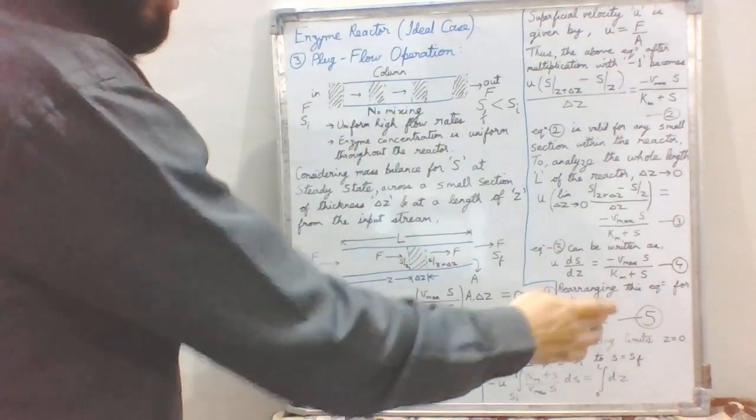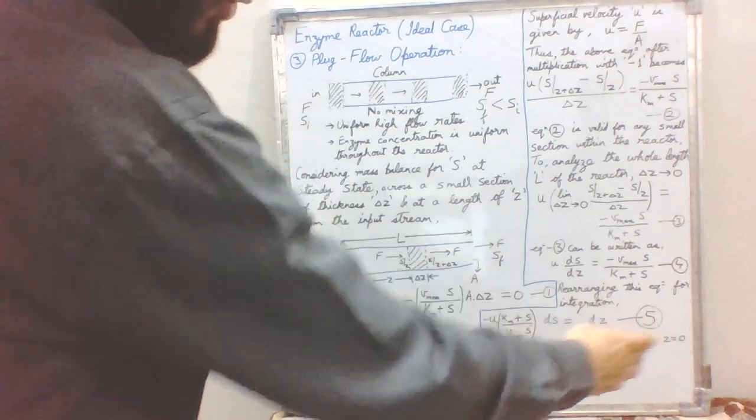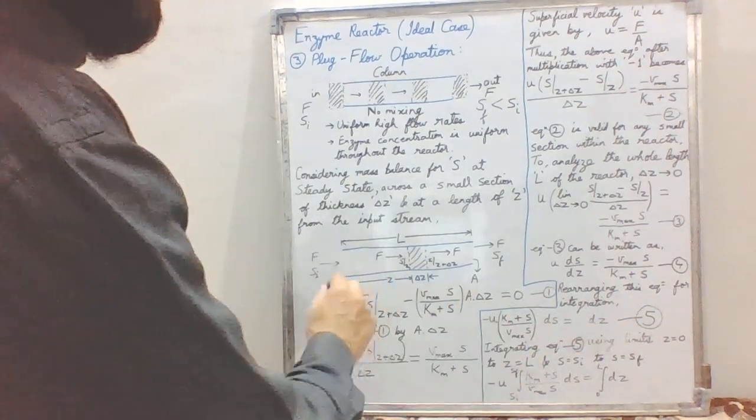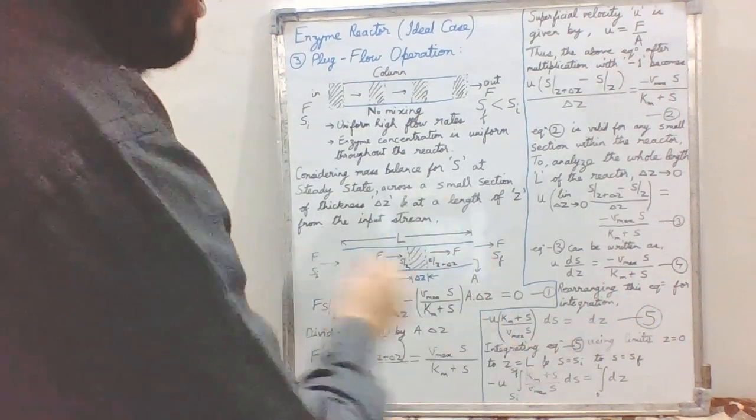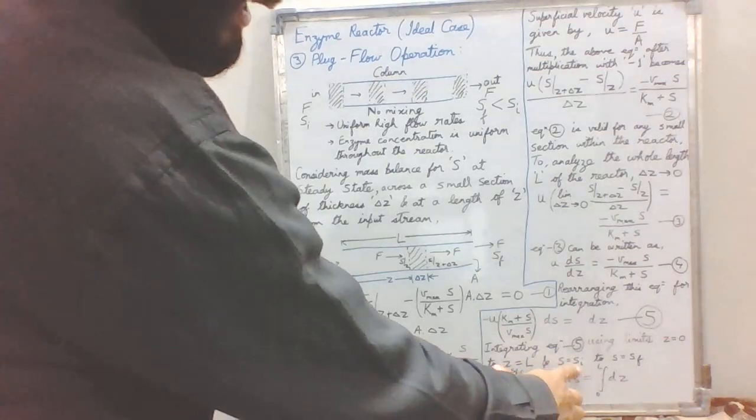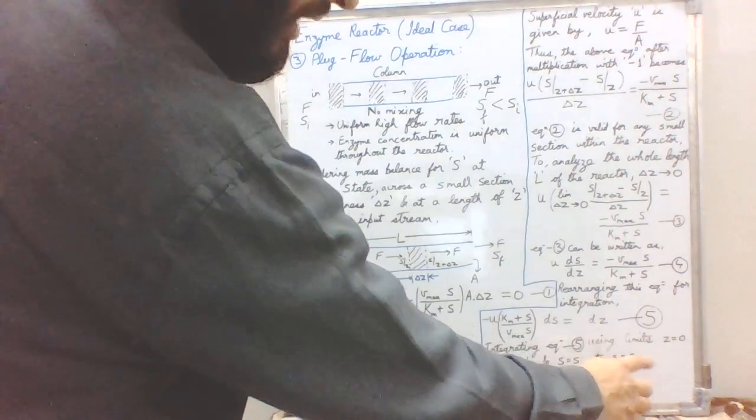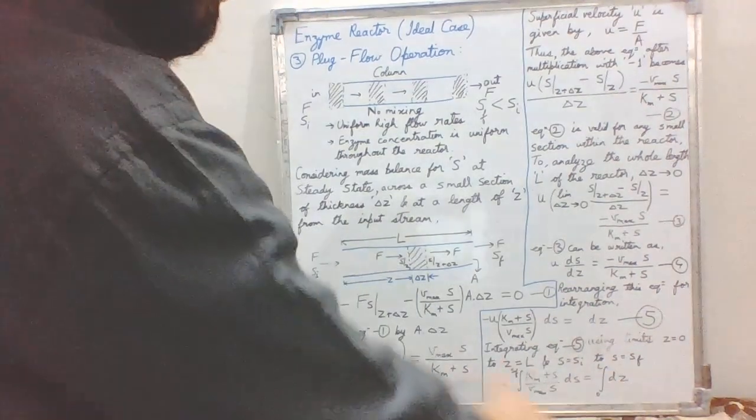Now we will integrate equation 5 using limits from z equals 0 to z equal to the complete length of the reactor L. Suppose L is the complete length of the reactor, the substrate entering the reactor is S input, SI, and the final substrate concentration leaving the reactor is SF. So we will integrate this.